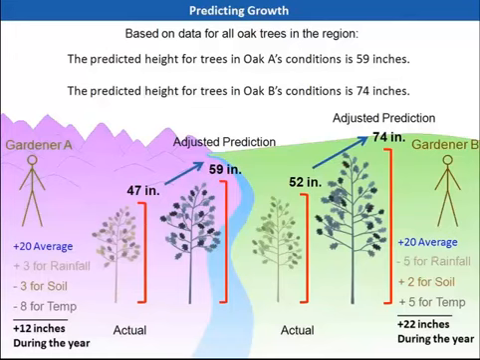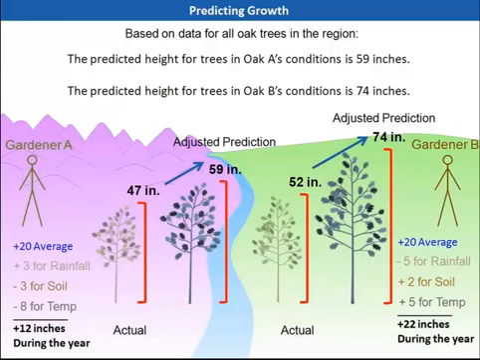Since oak tree A had high rainfall, low soil richness, and high temperature, we adjusted the initial prediction of 20 inches by adding 3 inches, subtracting 3 inches, and subtracting 8 inches again to compensate. The same process was conducted for oak tree B.